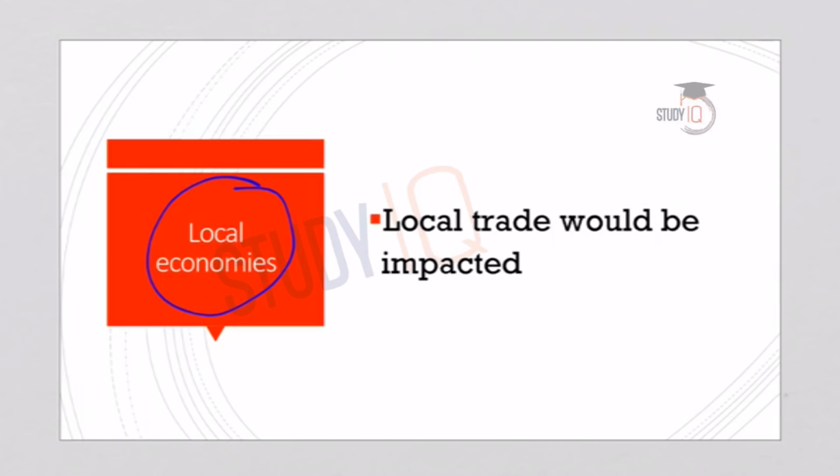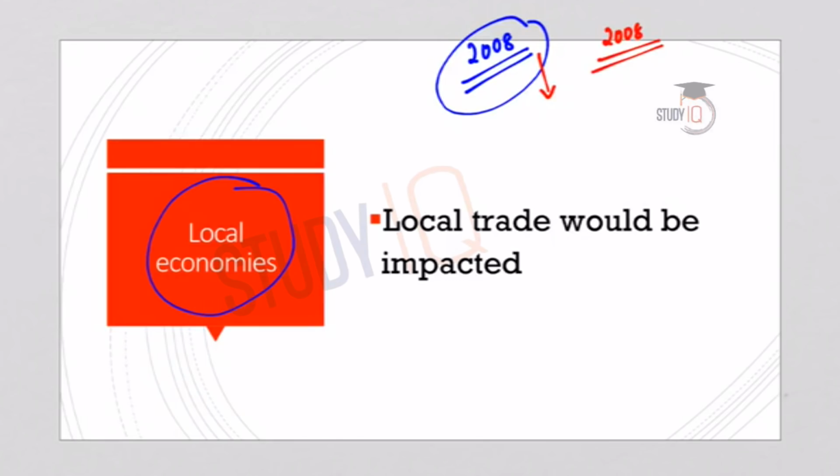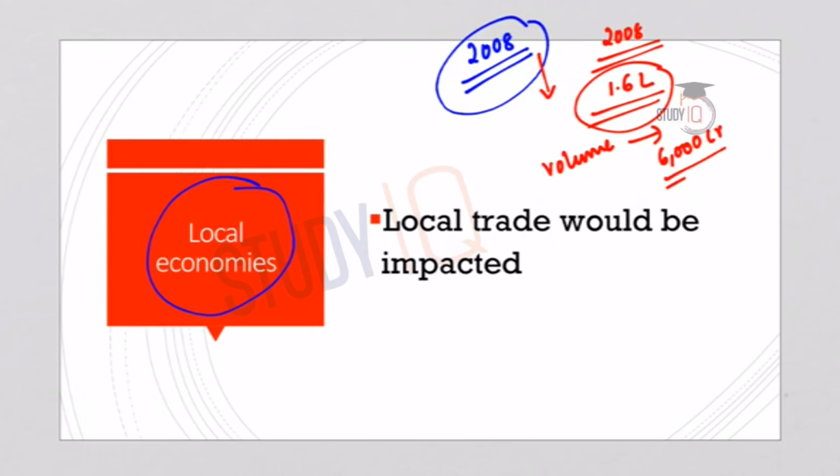The barter trade across the Line of Control commenced in 2008, and this barter trade provided employment opportunities to a large number of people. Since 2008, 1.6 lakh days of employment was created across the Line of Control, and the volume of trade across the Line of Control amounted to 6,000 crore since 2008.